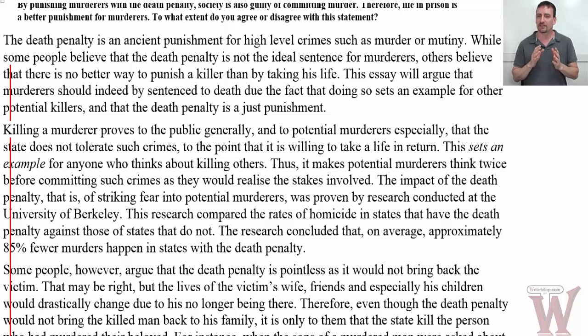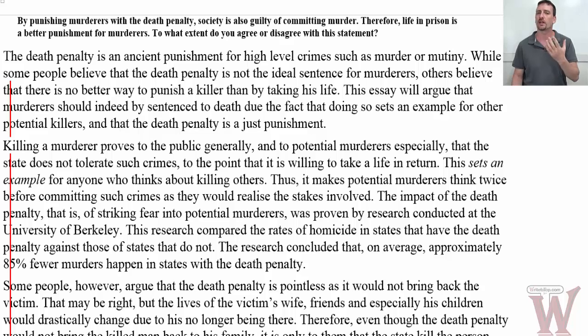Yes and no. The main problem here, and it's actually a big problem that cost him points, is that he didn't actually answer the question. To what extent do you agree or disagree with this statement? What's the statement? There's only one statement in that task, okay? Therefore, life in prison is a better punishment for murderers. That's the statement that you have to agree or disagree with.